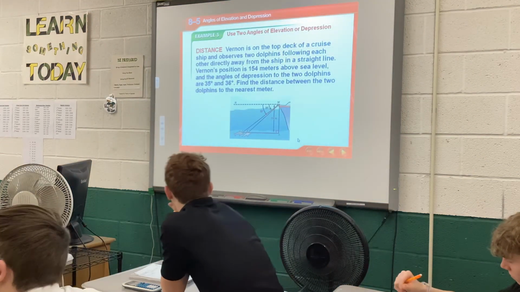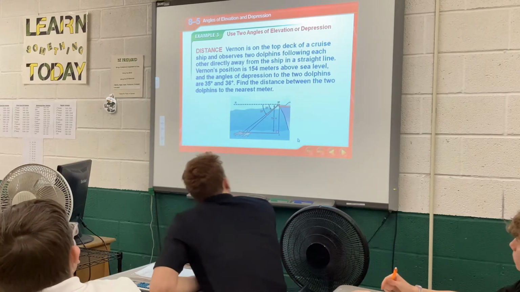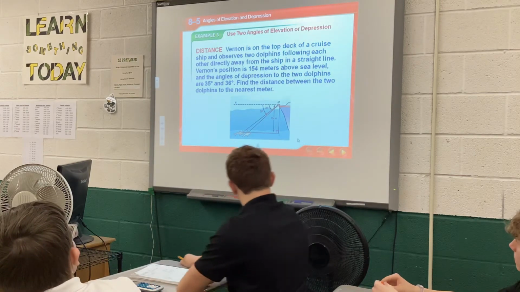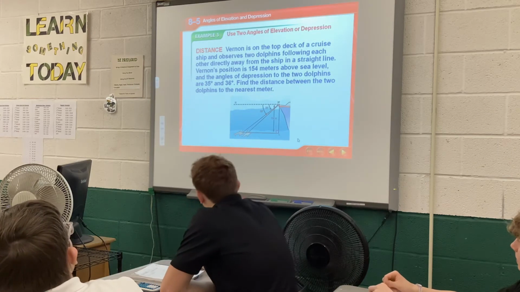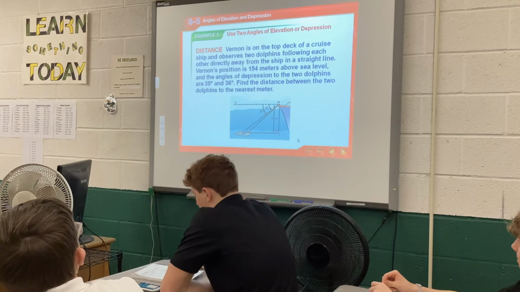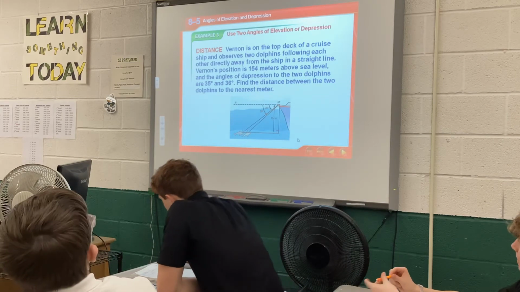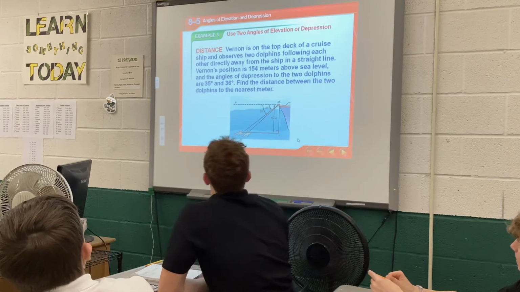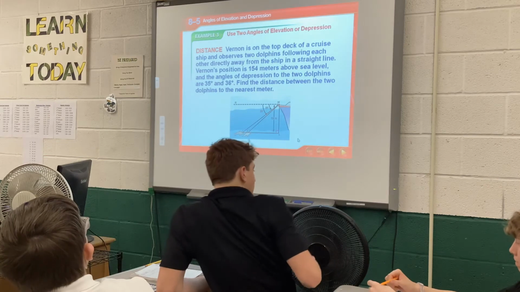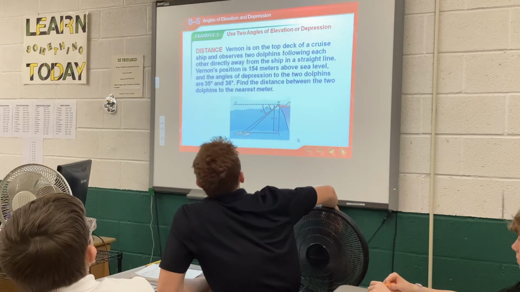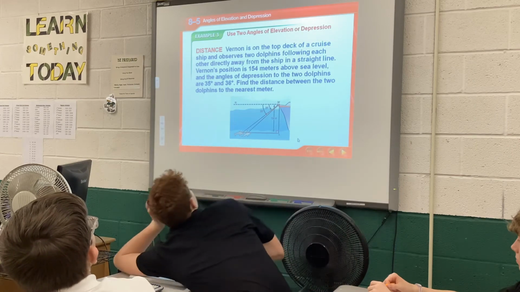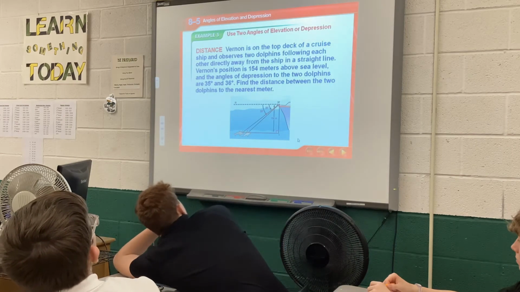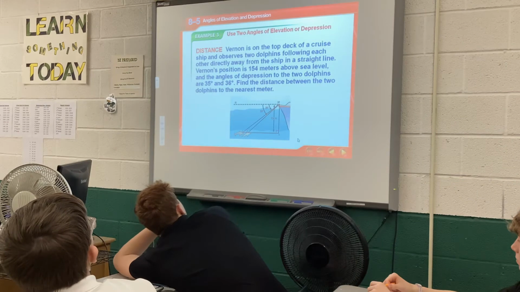Here we go, new one. Vernon's on the top deck of a cruise ship and observes 2 dolphins following each other directly away from the ship in a straight line. Now, what they said and how they drew it are 2 totally different things, right? To me, but whatever. Vernon's position is 154 meters above sea level, and the angles of depression to the 2 dolphins are 35 degrees and 36 degrees. It says find the distance between the 2 dolphins.